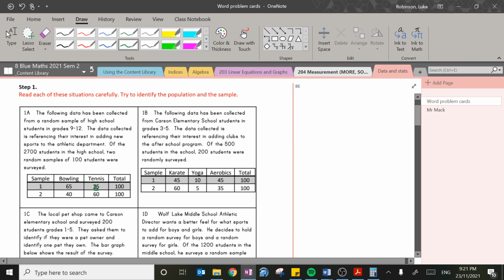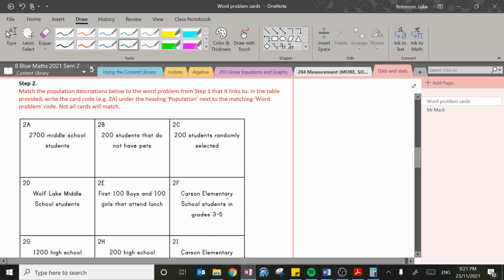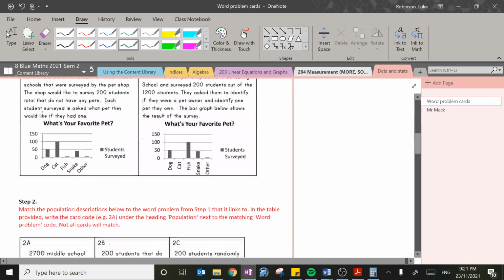Of the 2,700 students in the high school, 2 random samples of 100 students were surveyed, and this is what the result was. So, sample 1, 65 said bowling, 35 said tennis of the total 100. And in the second sample, 40 said bowling, 60 said tennis of the 100. So let's go down and see if we can find, in step 2, a population card that matches 1A.